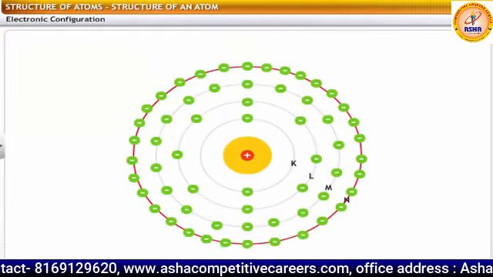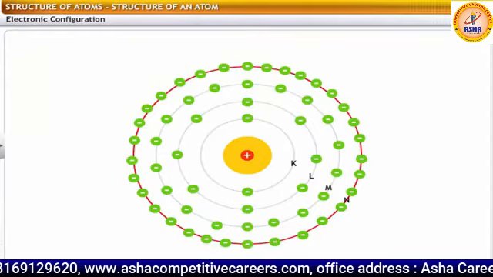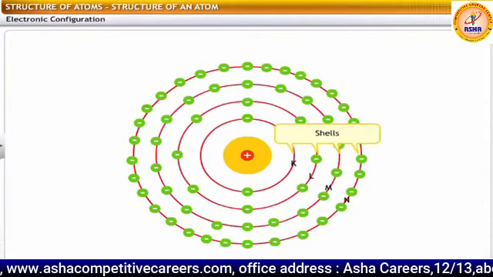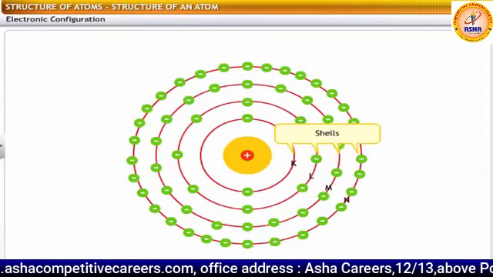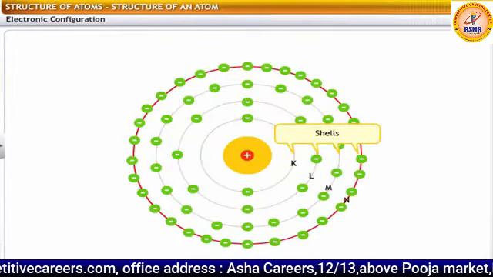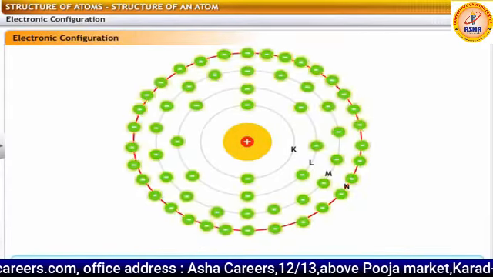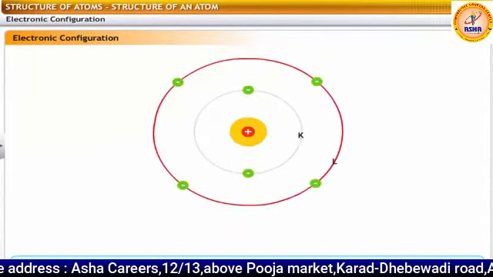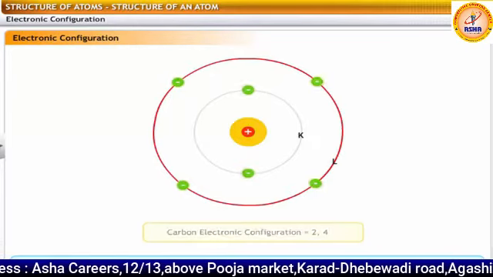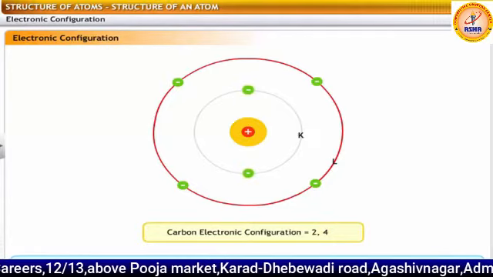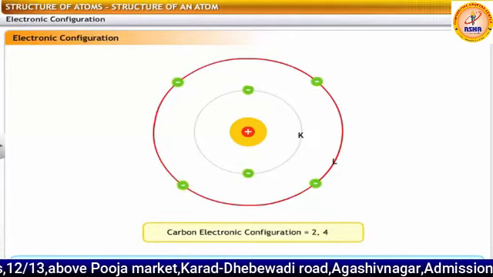In an atom, electrons are not randomly placed around the nucleus, but they are placed in fixed energy levels called shells, as per Bohr's atomic model. These shells are named K, L, M, N. The arrangement of electrons in these shells is known as electronic configuration. For example, carbon has 6 electrons. Its electronic configuration is 2, 4. 2 electrons are placed in K shell and 4 electrons in L shell.